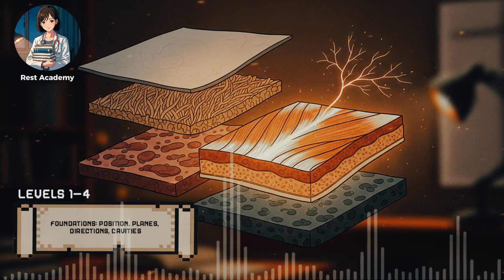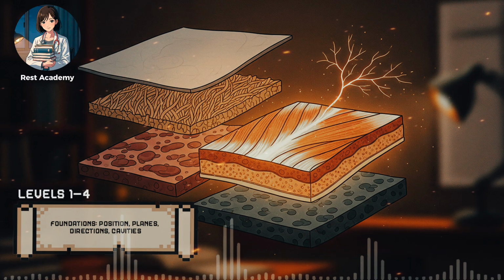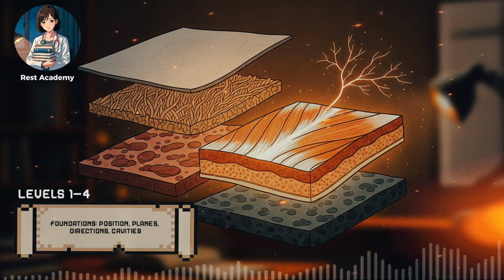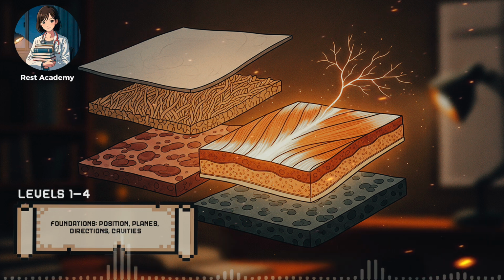Even in daily life, you use the scheme without noticing. When you describe a knee ache as deep and medial, you have already moved from vague to precise. Mechanically, this precision protects function.